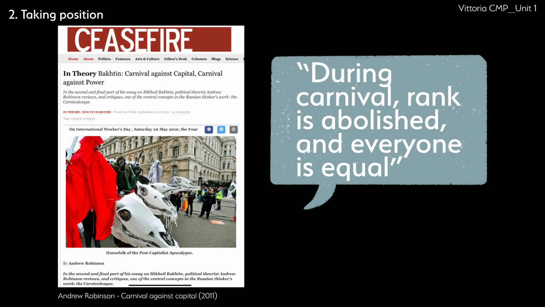Andrew Robinson's article, Carnival Against Capital, Carnival Against Power, clearly explains the effectiveness of Carnival as an anti-capitalist protest tool. I then decided to base my project too on this article and in particular on a specific quotation: "During Carnival, rank is abolished and everyone is equal."